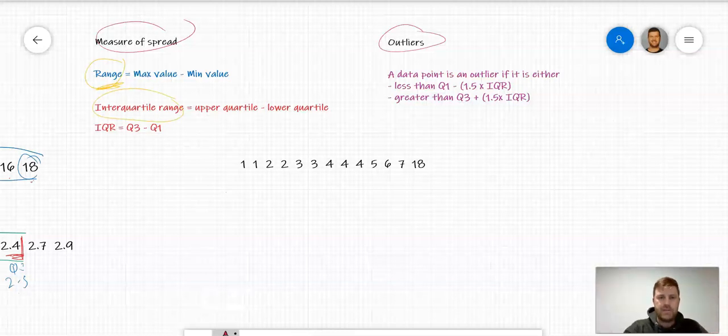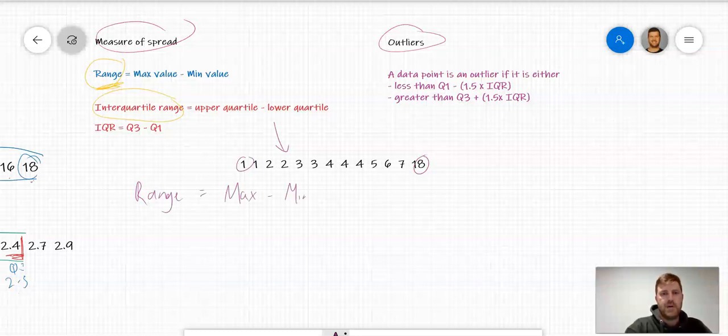So while I'm looking at this example right here, my maximum is 18, my minimum is 1, so my range, as we said, is the maximum minus the minimum value. In this case, 18 minus 1, which is 17. So the range of that data is 17, okay?